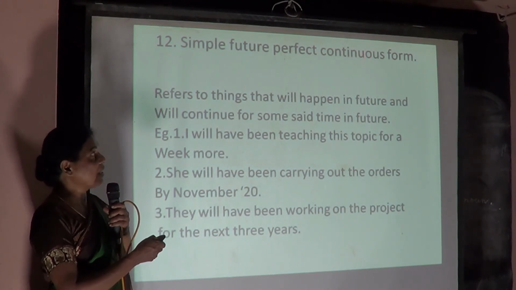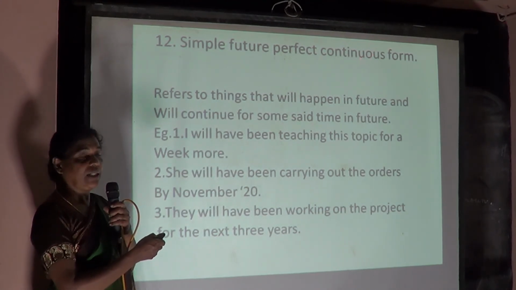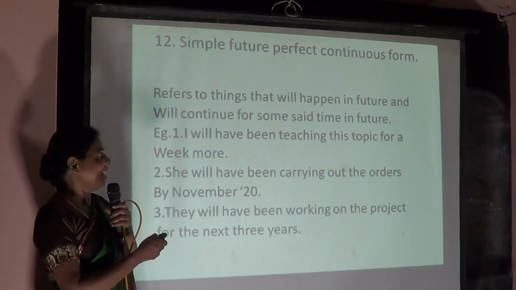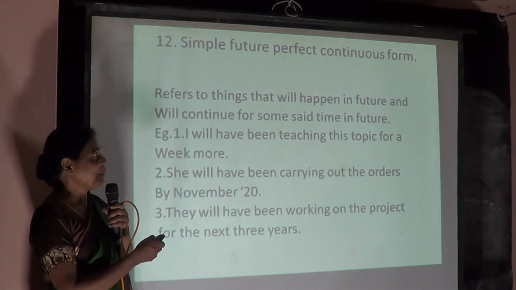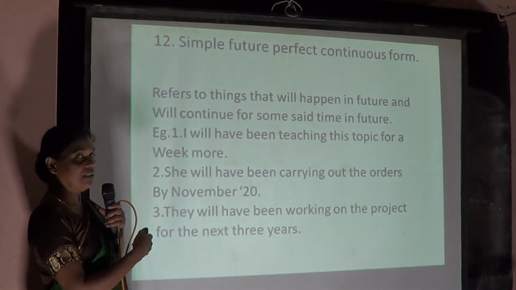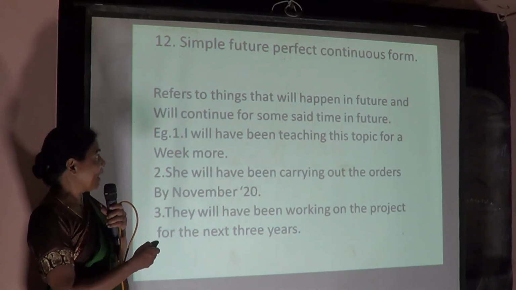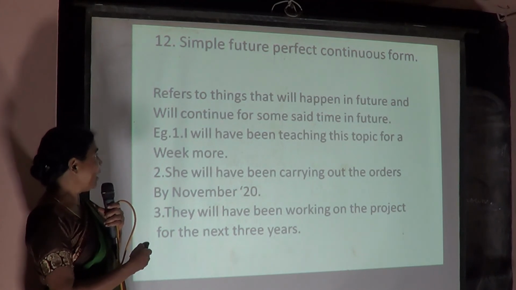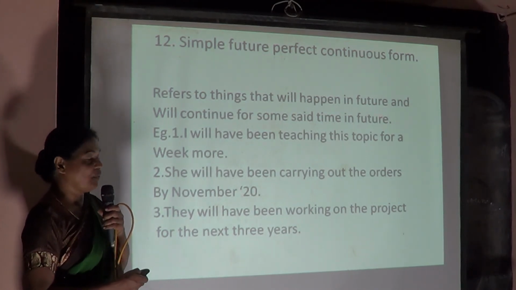Here also you come across one continuous. And by now you will be saying "ing." Yes, you are definitely correct. Okay, and the future perfect continuous form refers to things that will happen in future and will continue for some set time in future.